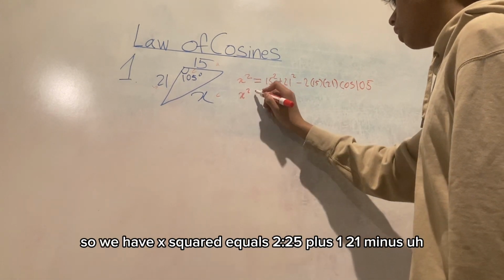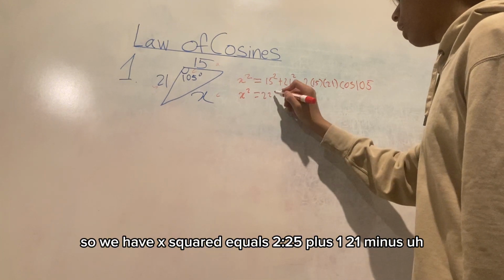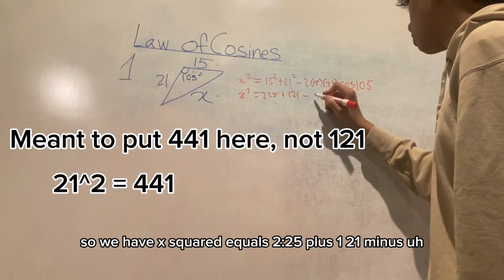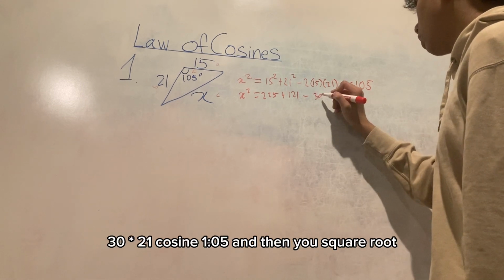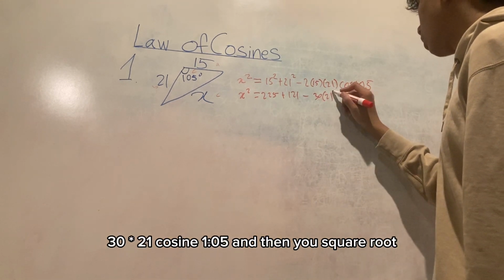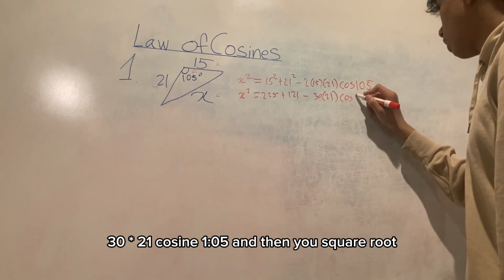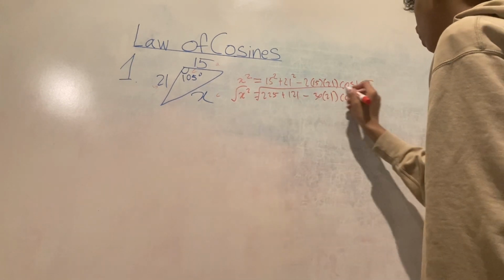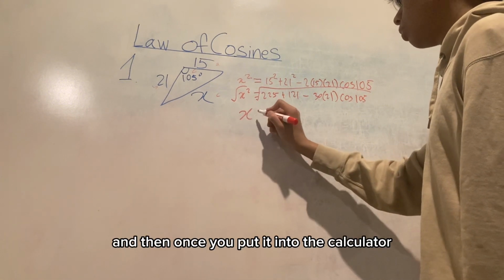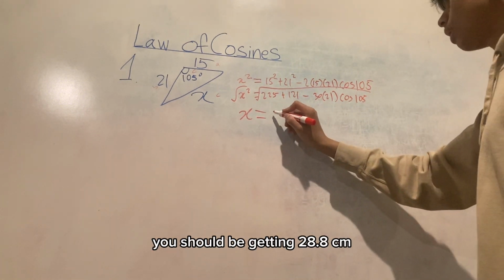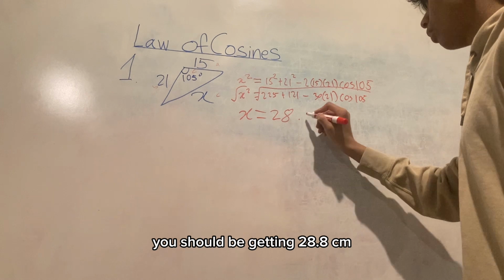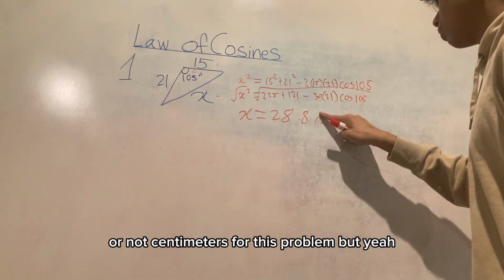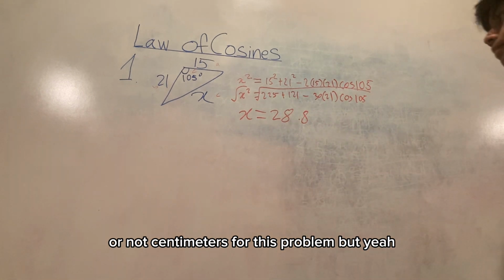And so let's simplify this a little bit. So we have x squared equals 225 plus 441 minus 30 times 21 cosine 105, and then you square root, and then once you put it into the calculator, you should be getting 28.8. Not centimeters for this problem, but yeah.